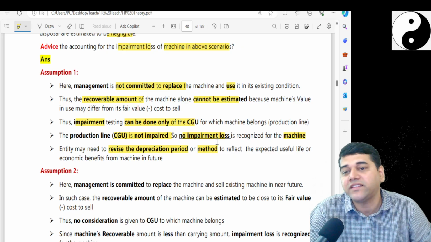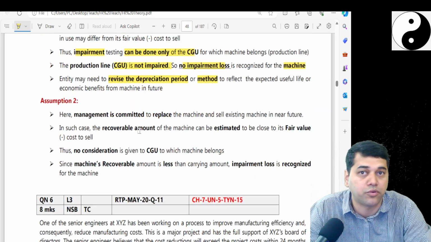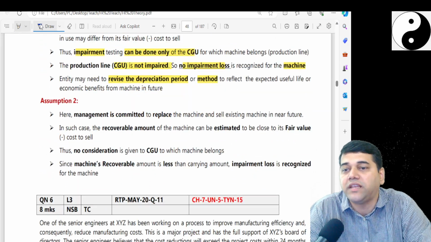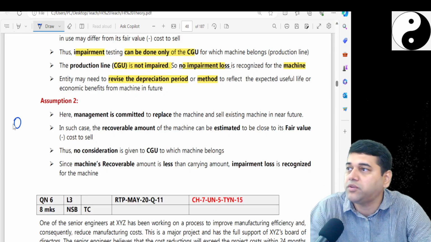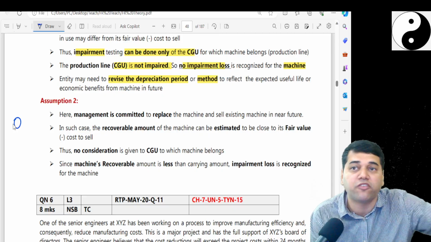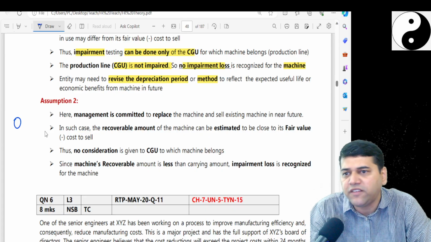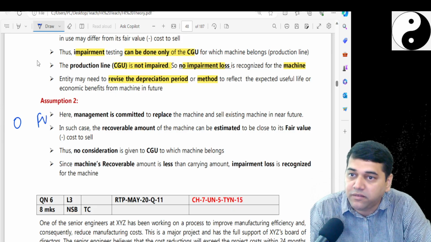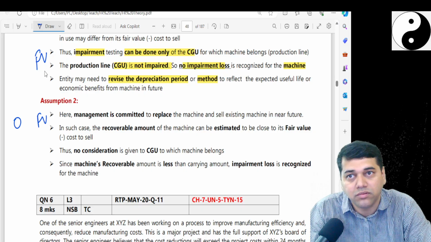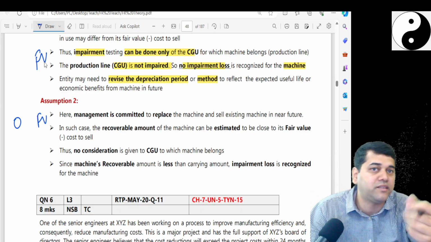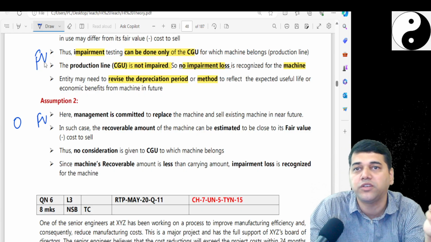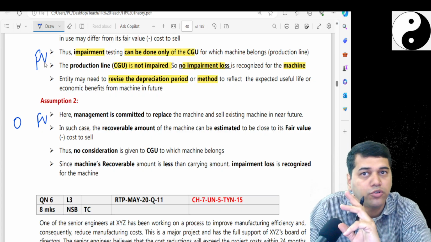Alternatively, if I decide not to use this machine anymore, then one thing is very clear. What is my value in use? 0, because I have kept it separate. It is not part of my CGU anymore now. What is my fair value less cost to sell? Definitely I know my fair value. See, previously I knew the fair value, because if I call one customer and say, I don't want this fan, how much would you take, on OLX, they would have told you.